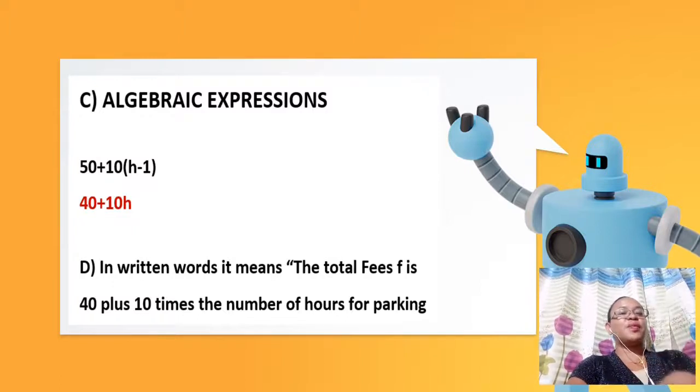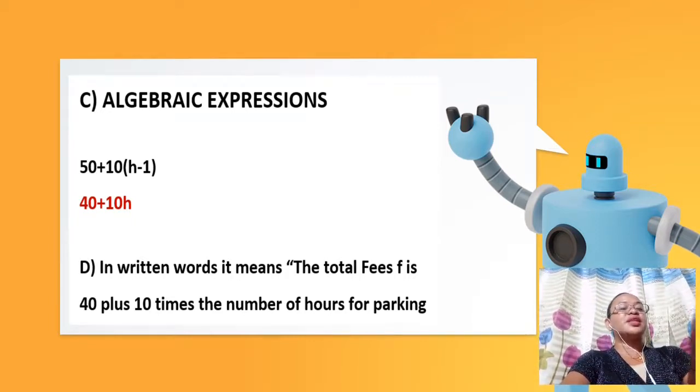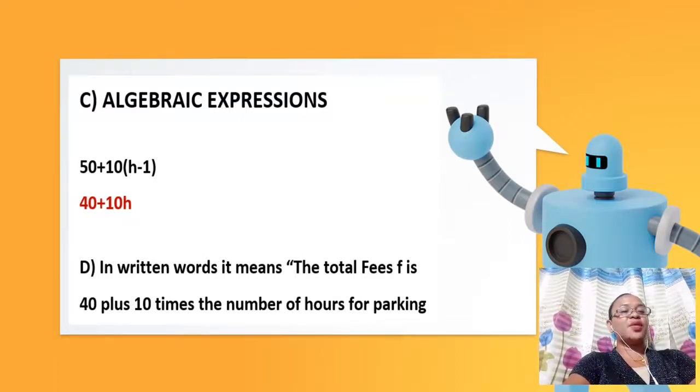For the first hour, we pay 50 pesos. And then plus 10, we're supposed to multiply it by the number of hours. But then, since it stated there that we pay 50 for the first hour and an additional 10 pesos for the next hour, we subtract 1 from the number of hours, that is h, because for the first hour, we pay 50 pesos only. We don't pay the additional 10. We pay it in the second hour and the third, and so on. So that is why we have h minus 1.